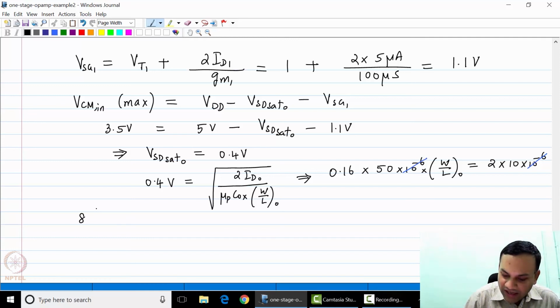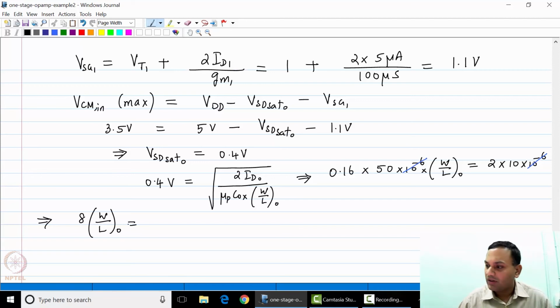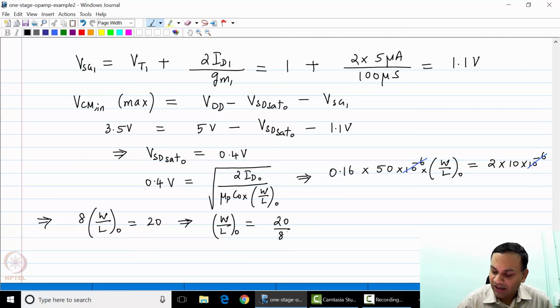So 8 times W over L of 0 is equal to 20. So 50 times 0.16 is 8. So 8 times W over L of 0 is equal to 20. This means that W over L of 0 is equal to 20 by 8, or 5 by 2, or 2.5.